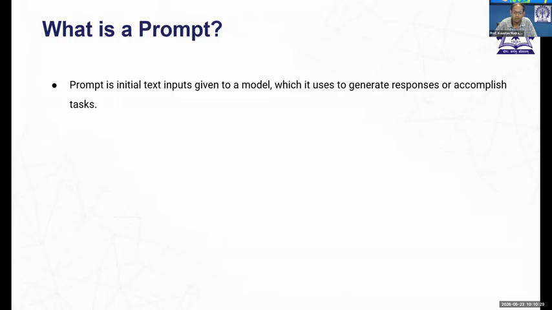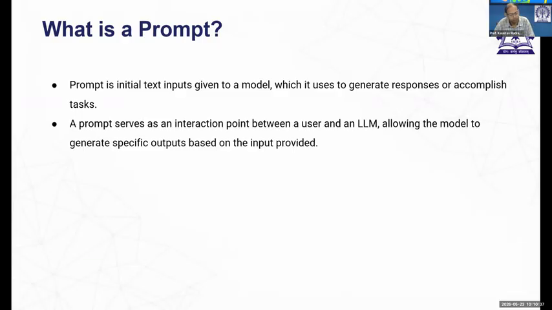Now, the question is, what is a prompt? So, a prompt is basically the initial text input given to a model, which it uses to generate responses or accomplish tasks. A prompt serves as an interaction point between a user and an LLM, allowing the model to generate specific outputs based on the input provided. You can also think about our search engines: when we search something to get a response from the internet, we specify our query to the search engine and then we get the responses. You can think about the prompt in the same way. It serves as an interaction point between the user and the LLM, and based on this particular prompt, you are supposed to get the response from the LLM accordingly.